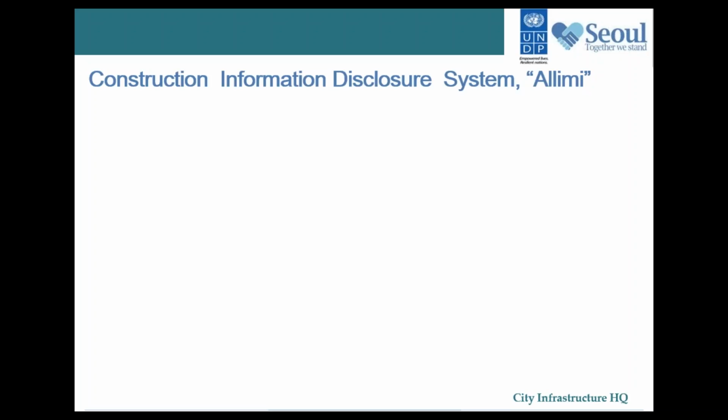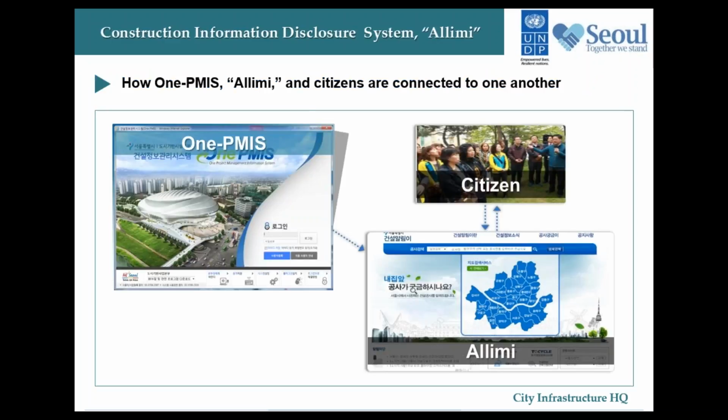Thank you. So in the next section of this presentation, we will explain more in detail how the Seoul government has created a real-time public information disclosure system with a direct and automatic linkage with OnePMIS. You will see how all the information in OnePMIS becomes live for the citizens through Allimi. First, this diagram shows how OnePMIS, Allimi, and citizens are connected to each other.